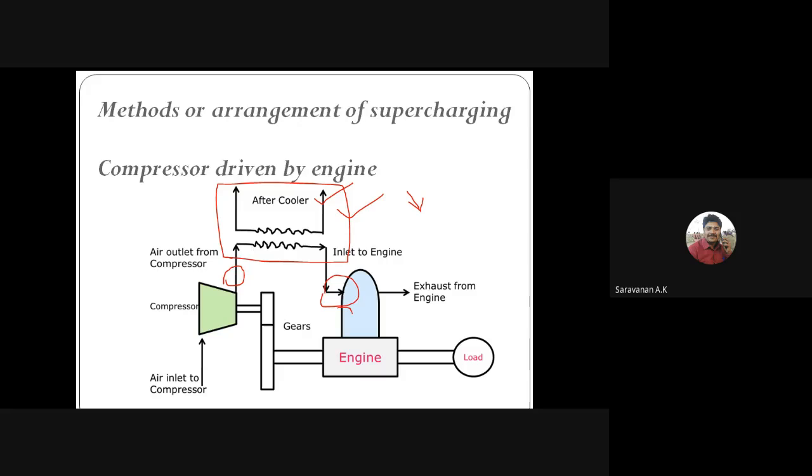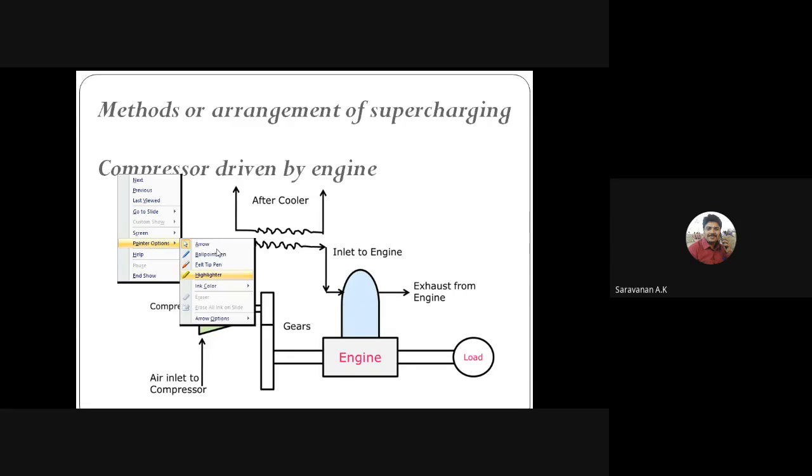Here we have plenty of methods for the arrangement of supercharging. The first one is the compressor which is driven by the engine. Just you can see the methods, then we can explain these in the afternoon class. For now, just see what methods there are in the arrangement of supercharging.